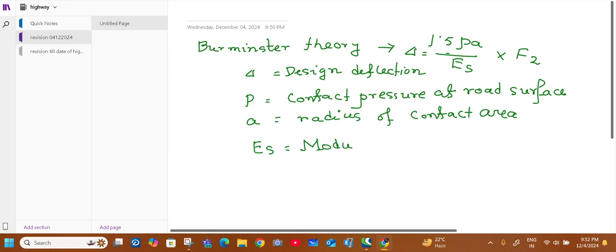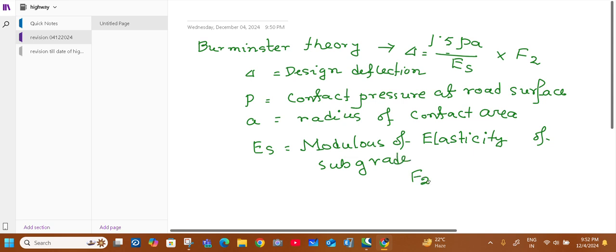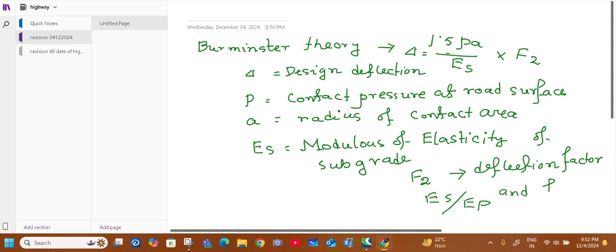E is the modulus of elasticity of subgrade, F2 is the deflection factor based on Es by Ep and H by A. H is thickness.